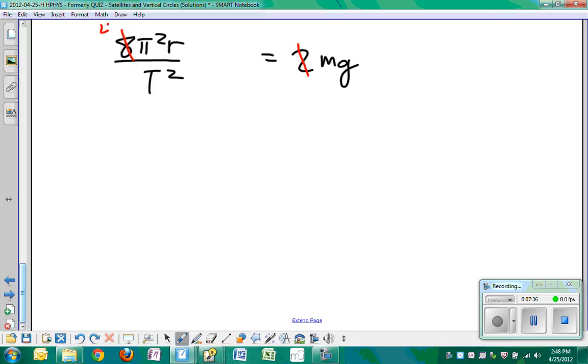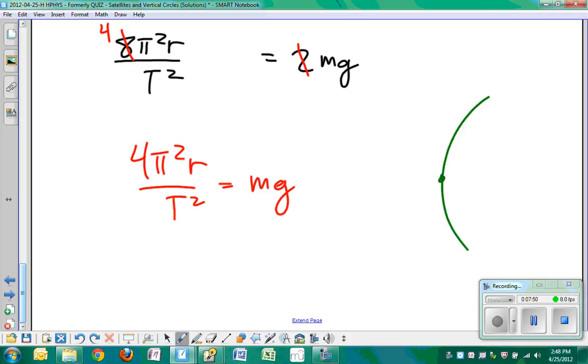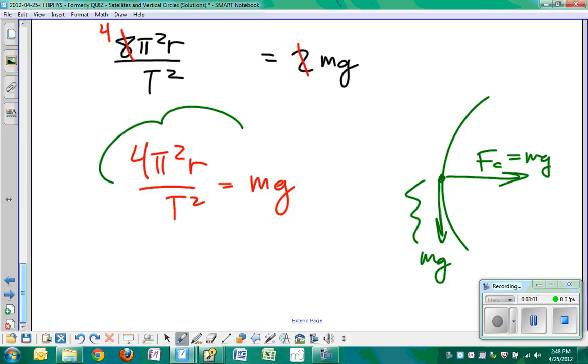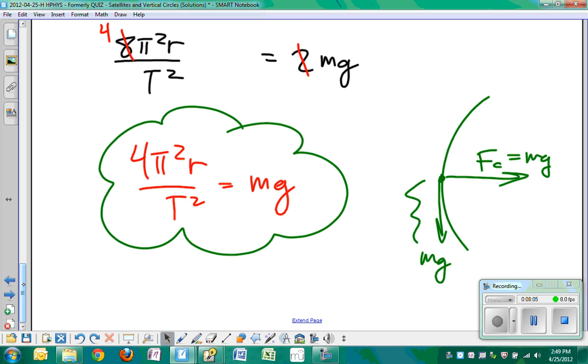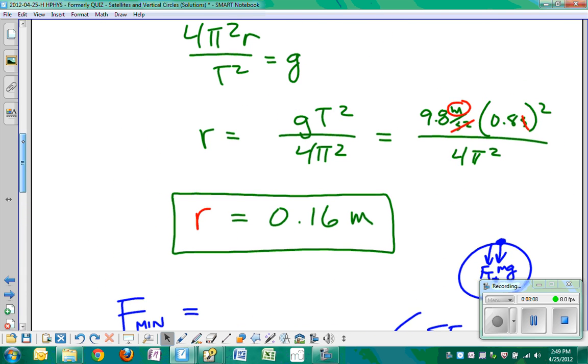we end up with 4 pi squared r over t squared is equal to mg, which is exactly what we had before when we just set it equal to what was going on when it was on the side, if you recall that green drawing that I had before. Okay? We just said Fc is equal to mg, not because this is mg, but because the graph says it is. Okay? So since we ended up at exactly the same point, just go back there and you do exactly the same math, and we end up with the string length equal to 16 centimeters, just like we did before.